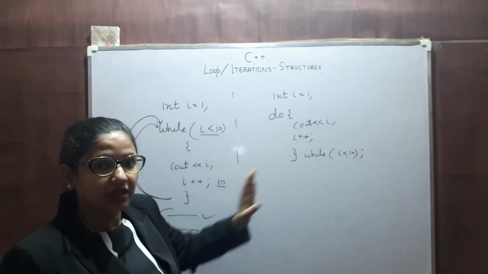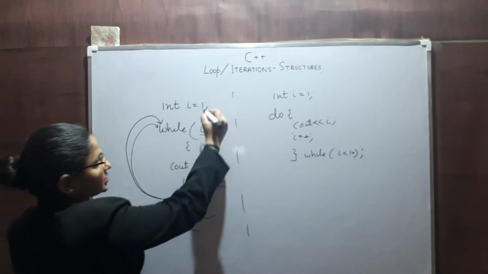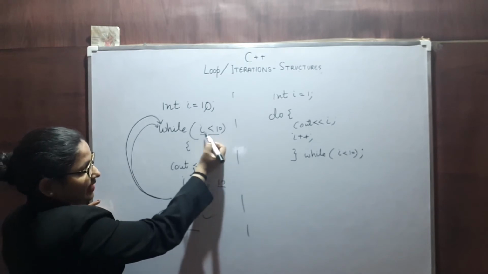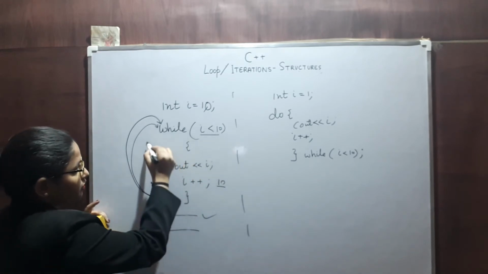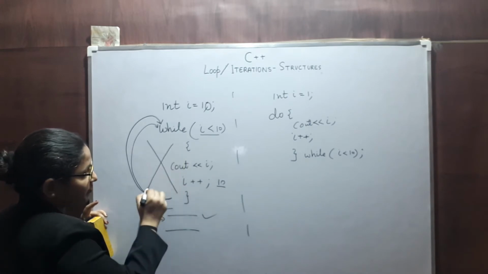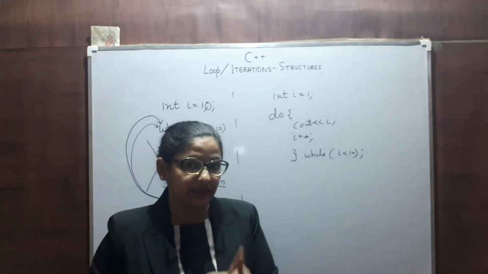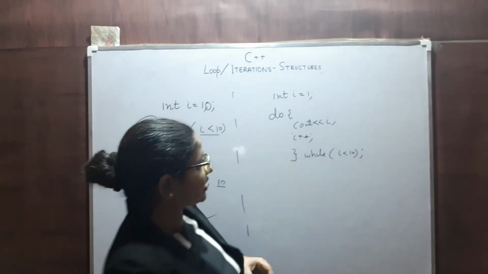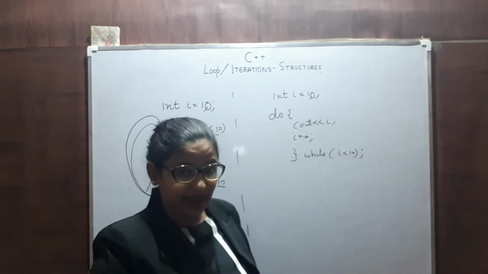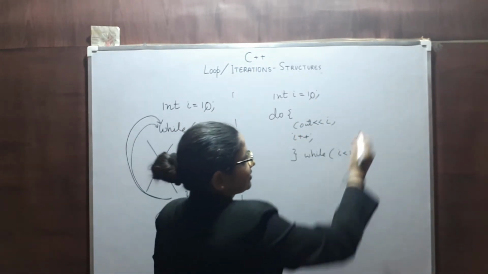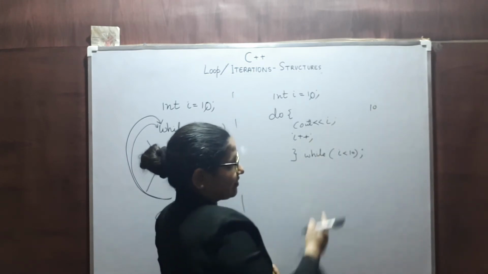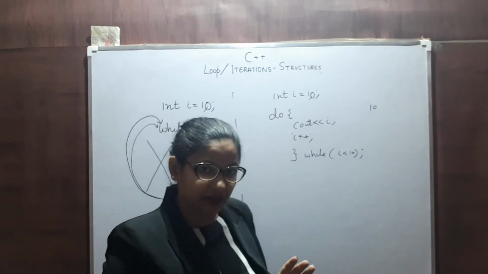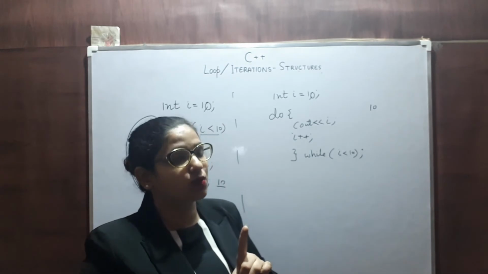Same way, one difference: suppose if I make i equals to 10, then in the while loop 10 is less than 10, false. So this block will not be executed, not even once. This block will never be executed. But in the do while case, if I make i equal to 10, then cout i, that means 10, i++, that means 11. So as you can see, this block will execute at least once.